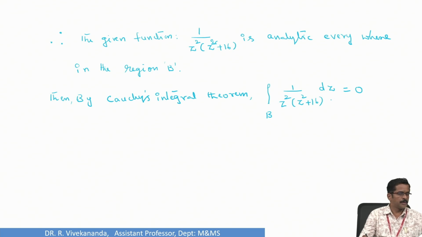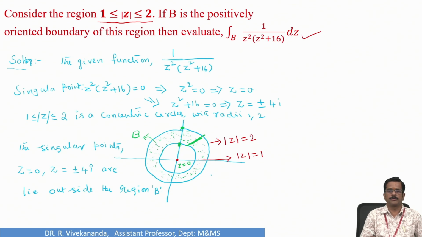Right? So this is the integration of 1 by z square into z square plus 16 dz over B. B is a concentric circle region. It means the annulus region lies in between the two concentric circles of radii 1 and 2. This is the way of evaluating integration over the annulus region. The annulus region means the region which lies between two concentric circles.